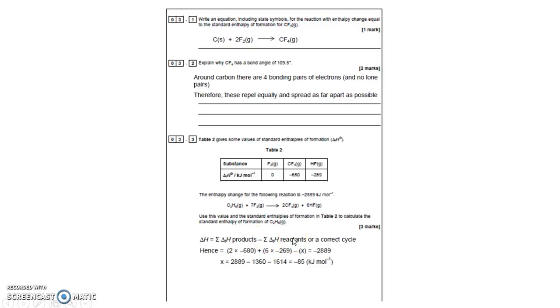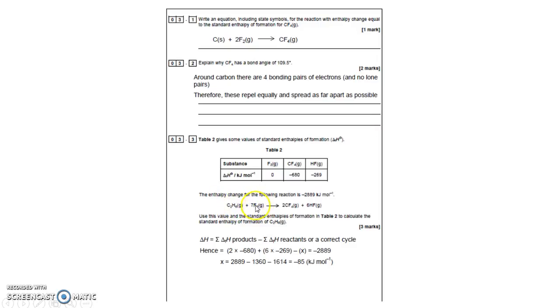and it equals the enthalpy of formation of the products, take away the reactants. So the products are 2 lots of CF4, so 2 times 680, add 6 lots of HF, so 6 times minus 269, take away. Well, we don't know the enthalpy of formation of the reactants. It's this that we want to find.